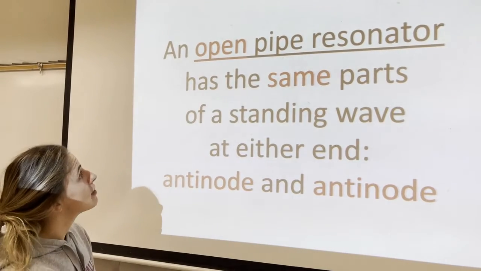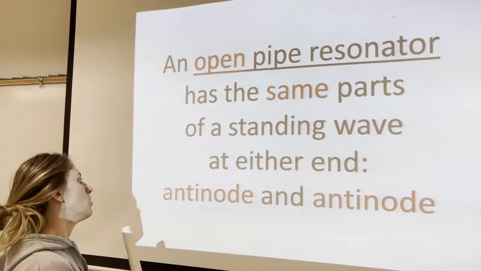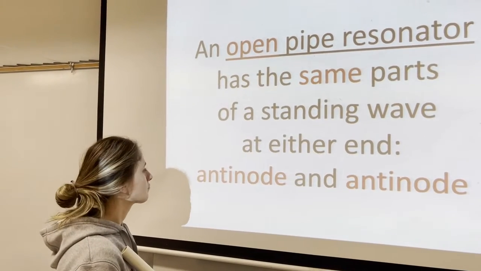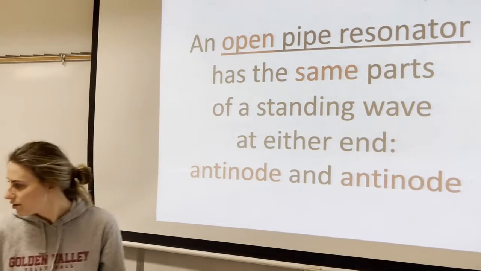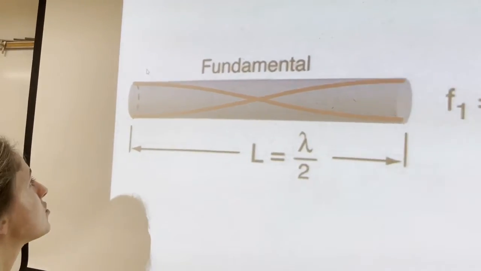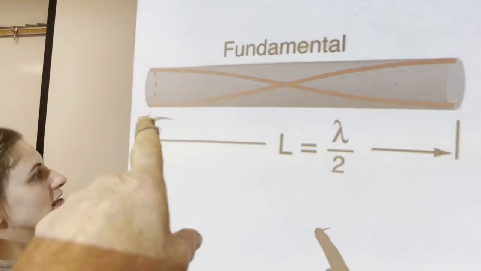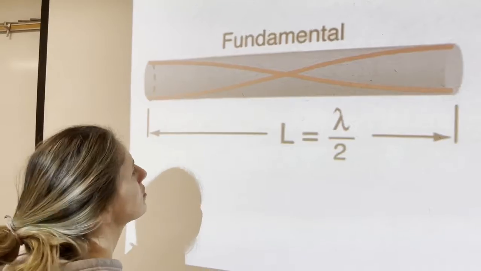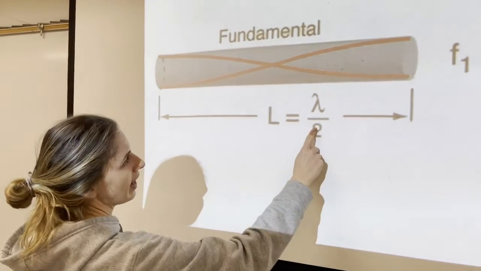An open pipe resonator has the same parts of a standing wave at either end, so an antinode and an antinode. And I think that was in the reading that they did. Here we are. So this is our pipe, and we can see an antinode at one end and an antinode at the other end. It's the same thing on both sides. And because of this, like we said, we can fit half a wavelength in it.